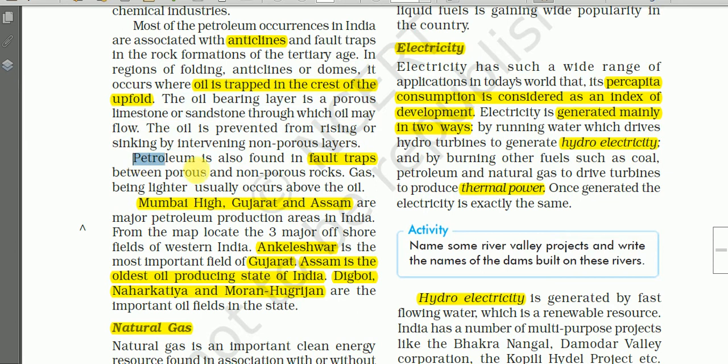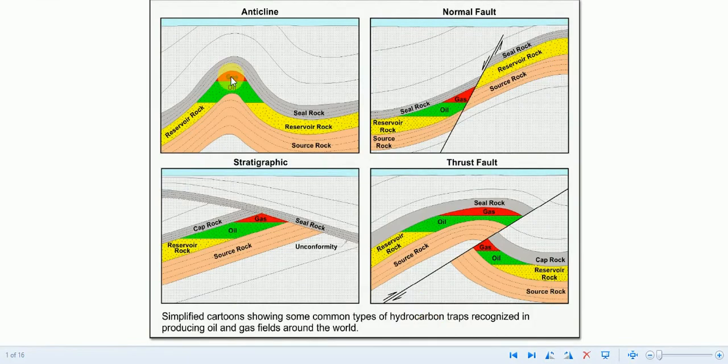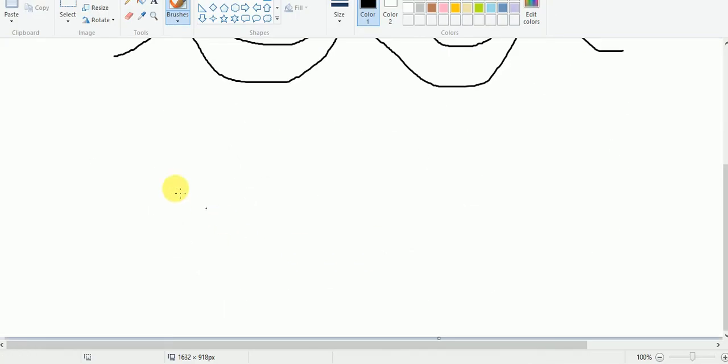This one I have already explained. Petroleum is also found in the fault traps between porous and non-porous rocks. Gas, being lighter, usually occurs above the oil, just as I told you earlier. This is where the oil and gas is trapped along a fault line. Faulting. I think all of you have an idea about faulting.